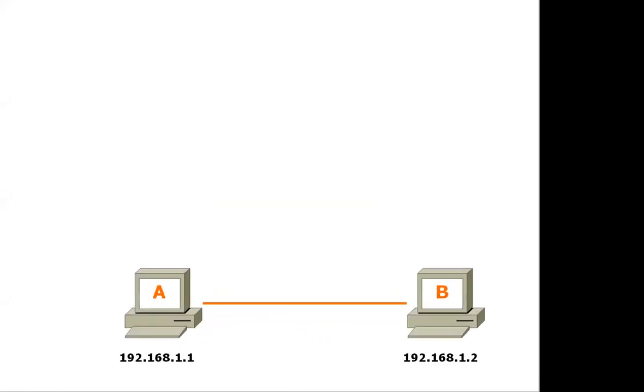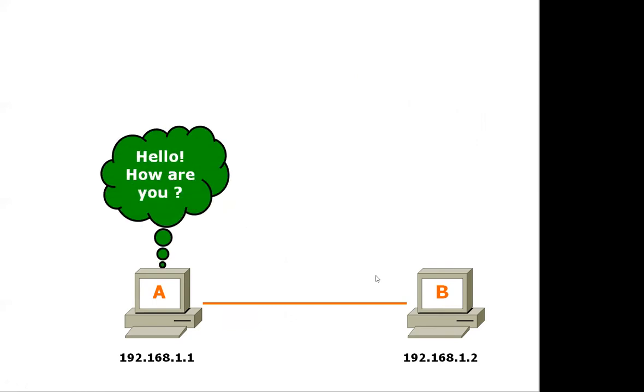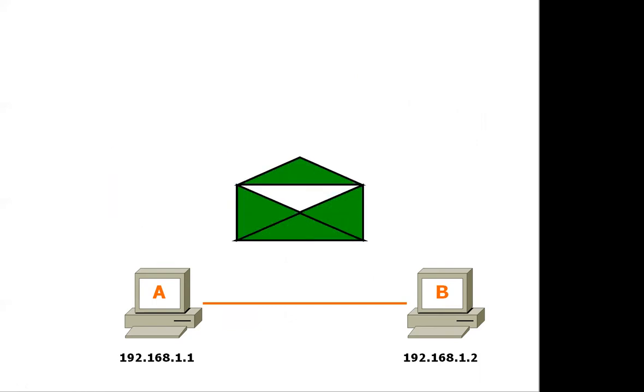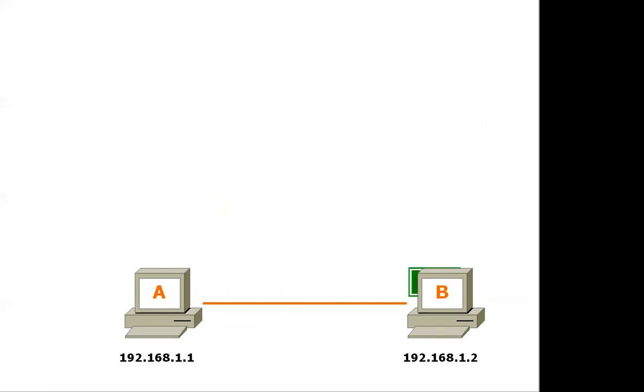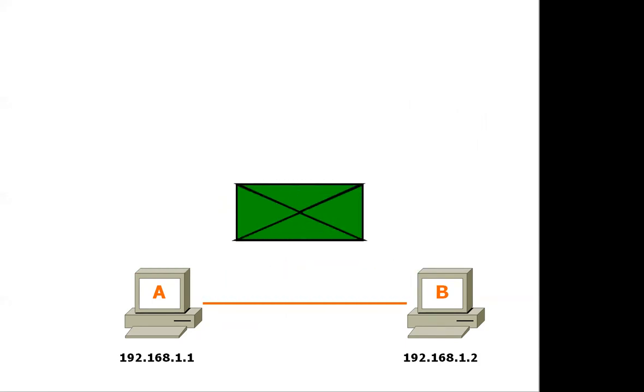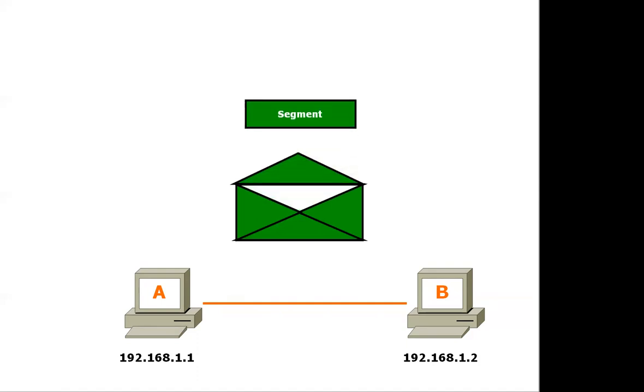An example of a routed protocol: A wants to send data to B. My IP address is 192.168.1.1 and 192.168.1.2 is your IP. So I'm sending "hello, how are you?" This is like a packet. The segment is your "hello, how are you?" So we add a header to that segment and write the source address and destination address. So A sends data to B. When B receives that letter, he opens the letter and the segment is there.